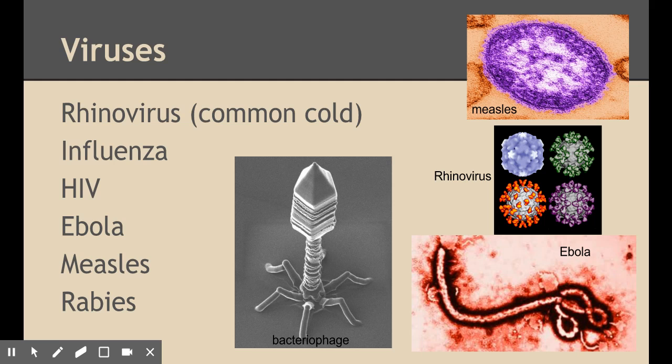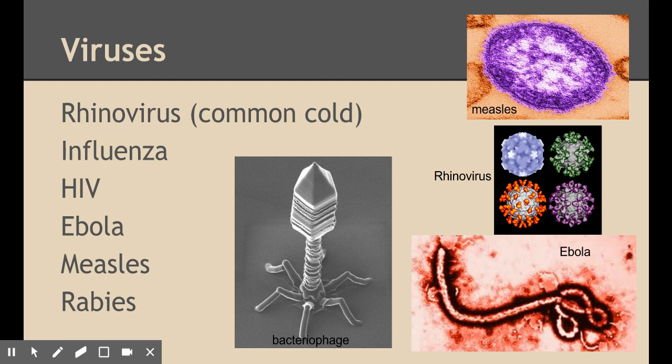Now I tried to grab a range of viruses, from the really common, for example, the rhinovirus, which is your common cold. Everybody's had a cold before in their life. That is a virus that attacks your respiratory system. So when you think about what you feel like when you have a cold, well, your nose is running, your throat hurts. Again, respiratory system. Then we have influenza. That's the common seasonal flu, and that's caused by a virus.